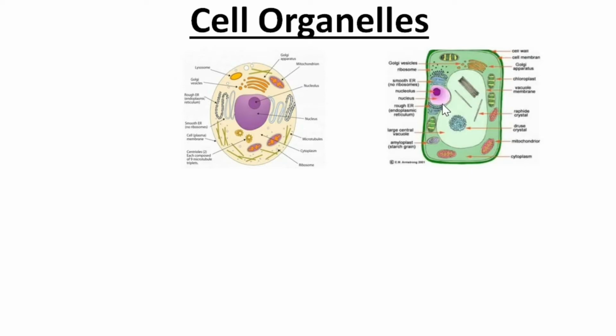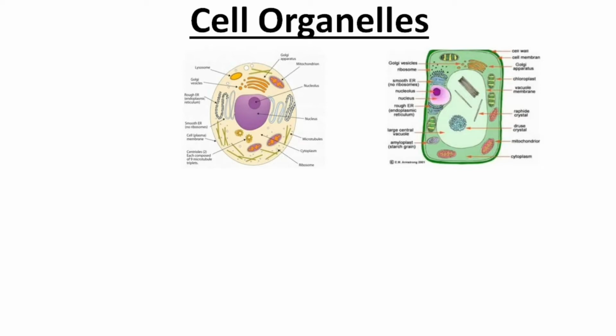Today we are going to study the cell organelles of the animal cell and plant cell. Cell organelles are enclosed by membranes. Here is the animal cell; cell organelles are there in the cytoplasm. In the plant cell also, cell organelles are in the cytoplasm. To understand the function of the cell, it is necessary to know about the structure of cell organelles.